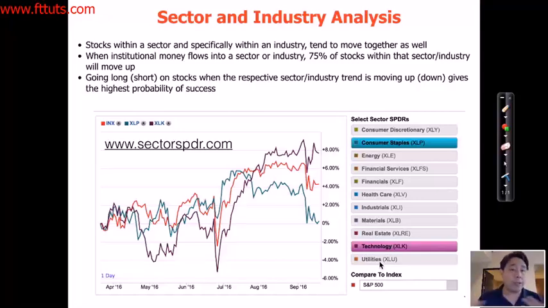And again, money flows between sectors, right? When institutional money flows into a sector or an industry, 75% of stocks within that sector or industry will move up. Similarly, when money flows out of a sector, 75% of companies in that sector will go down. So if you want to go long on a stock, you want to make sure that stock is in a sector that's going up. Because if the sector is going down, I don't care how strong the stock is, how strong the trend is, the overall sector is pulling it down. At the same time, if I want to short a stock, it's best to short it when it's in a sector that's moving down.